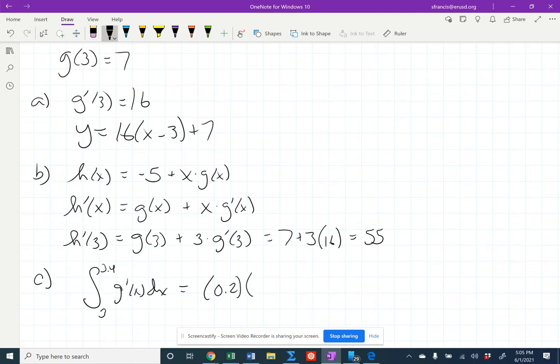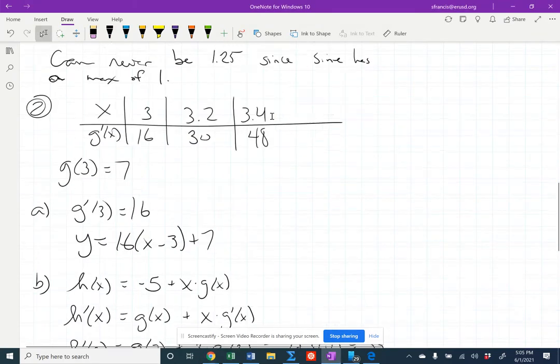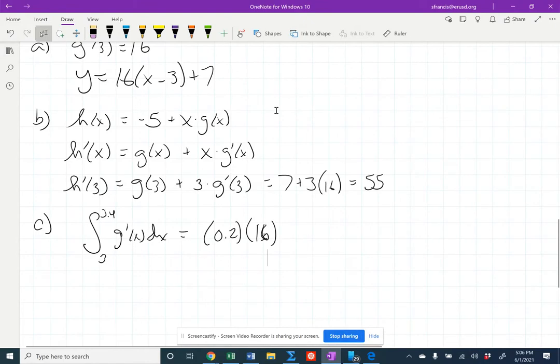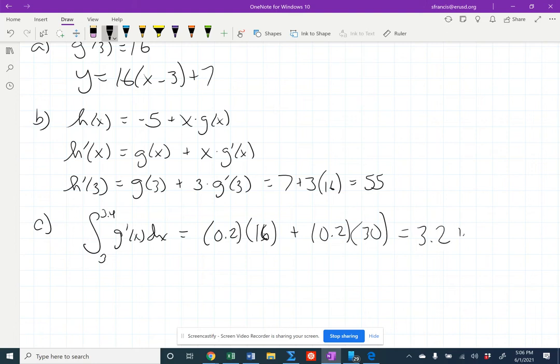And then we're using left, so it's 16. I got to double check. I got distracted for a brief second there by my dog. Yeah, 16, and then the next one will be 30. And the next interval is still 0.2 wide because it's 3.2 to 3.4. The left is 30. Again, you could stop there, or you could do, this is going to be 3.2 plus 6, which is 9.2, if you want to simplify it, but you don't have to.